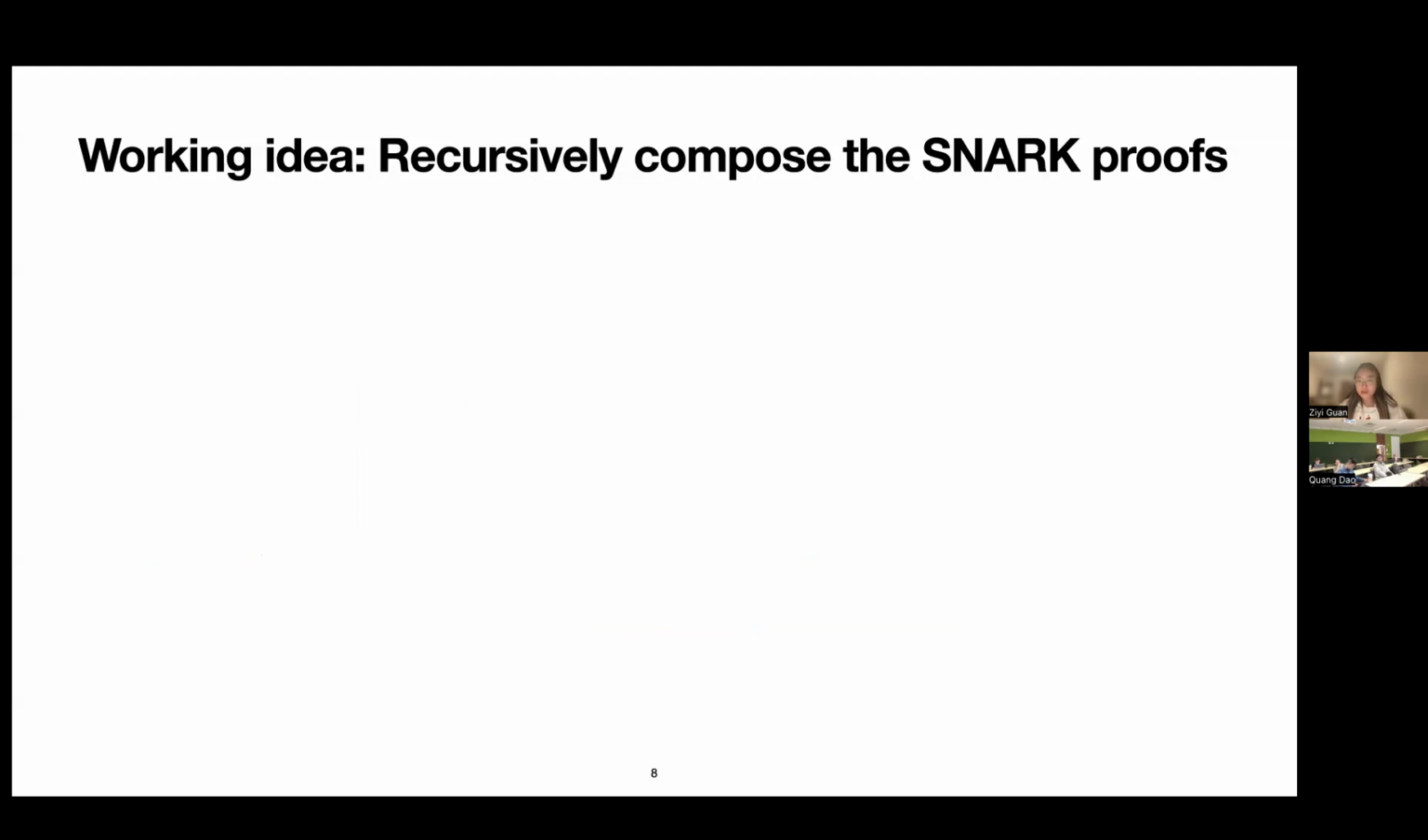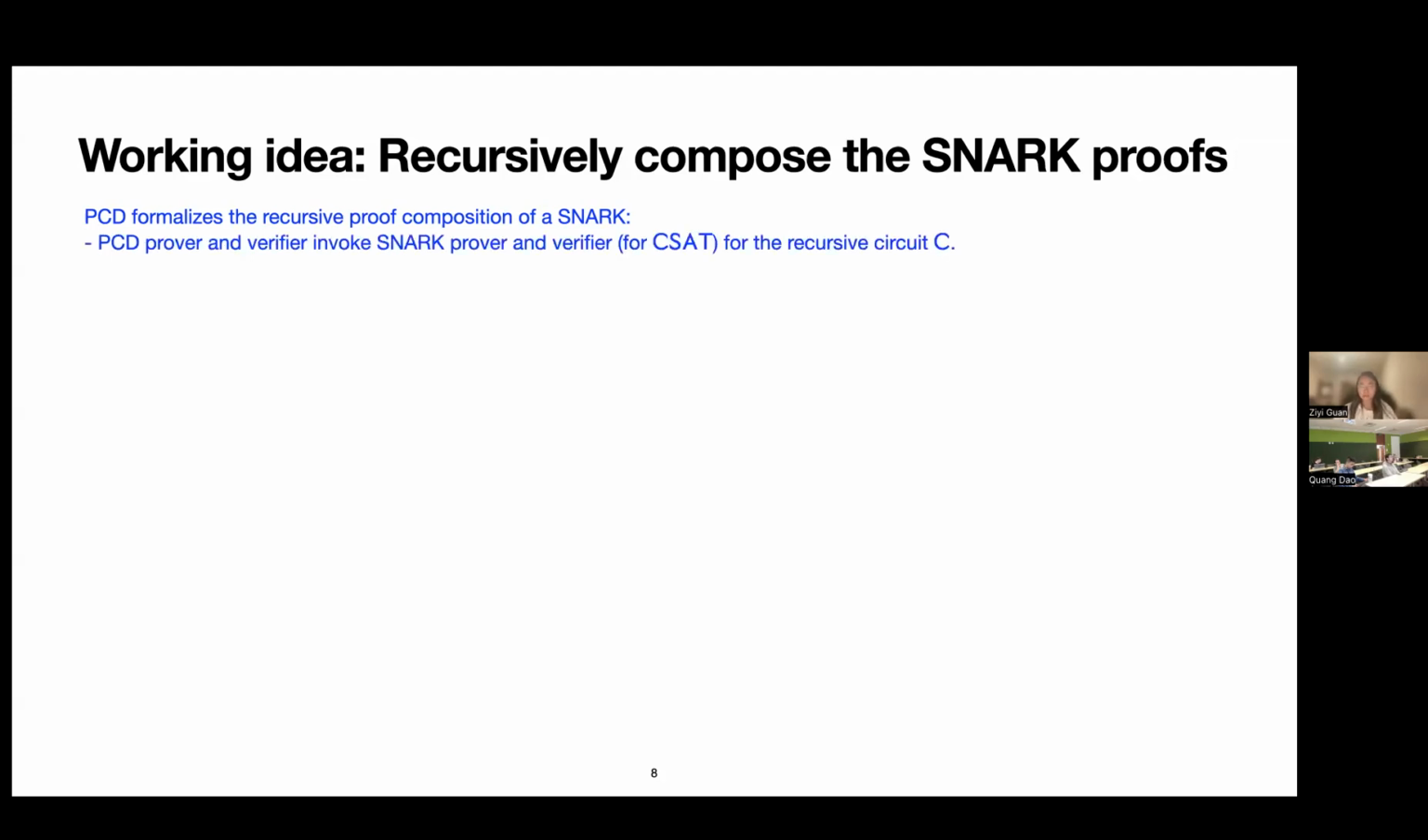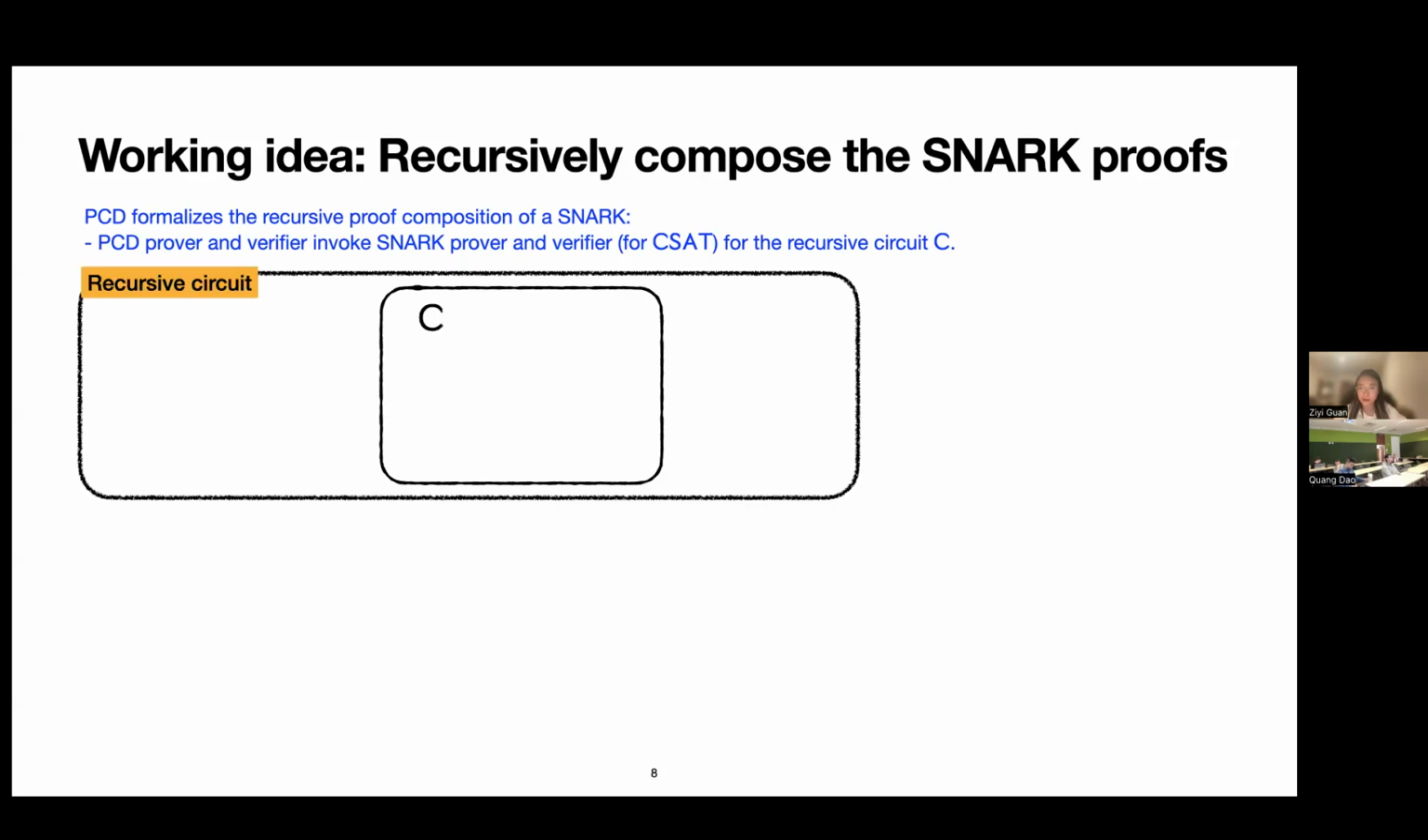Then how about recursively composing the SNARK proofs instead of just naively, iteratively concatenating them? This is actually a working idea. And actually we can say that PCD is a formalization of the recursive proof composition of a SNARK. Basically, what the PCD prover and verifier do is that they invoke the SNARK prover and verifier for a recursive circuit C. And what is this recursive circuit?